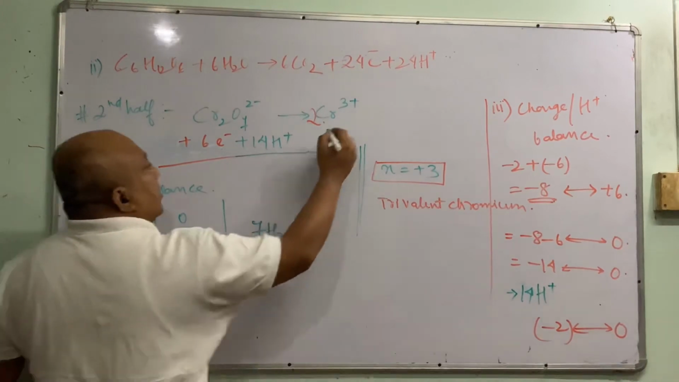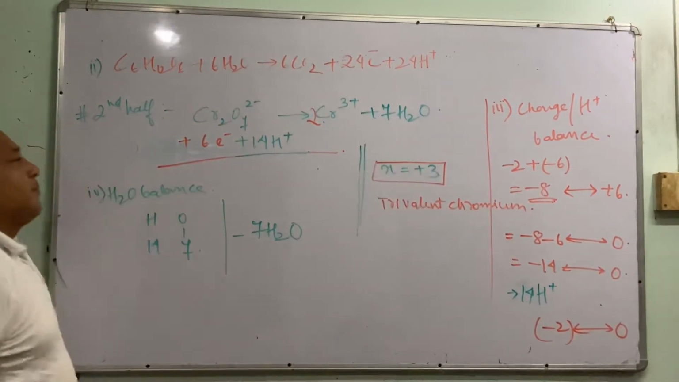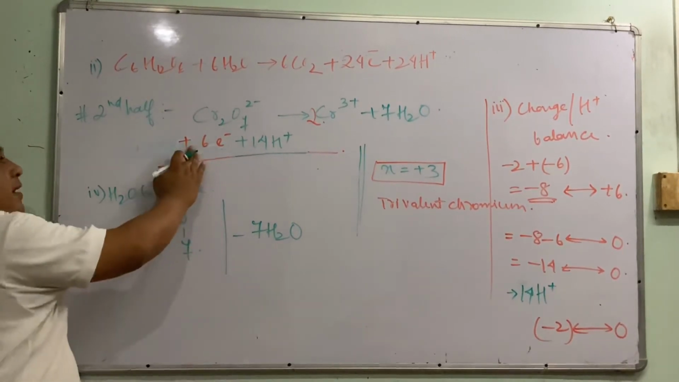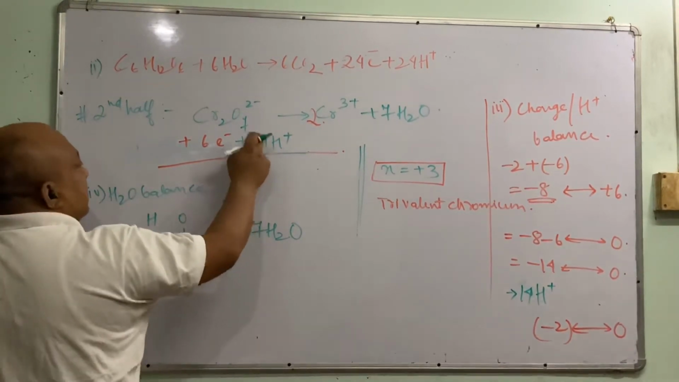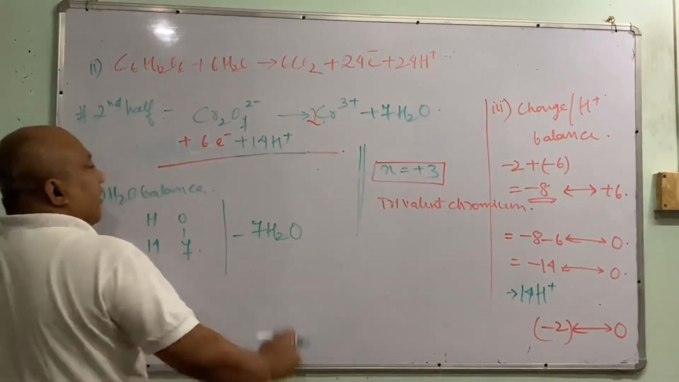Is it correct? So I'll put here 7H2O. Is it okay? So this is the final second half reaction. Because here is 14, 7, there is 7H2O left over here, so we put it here.